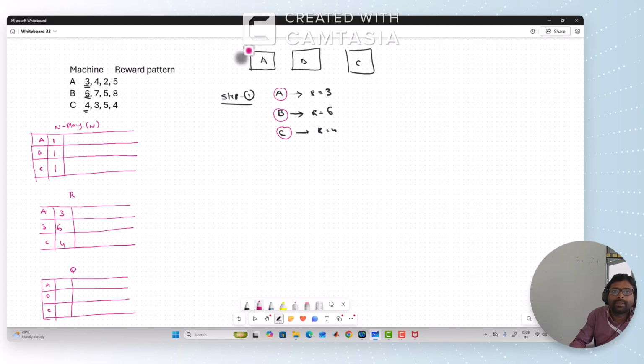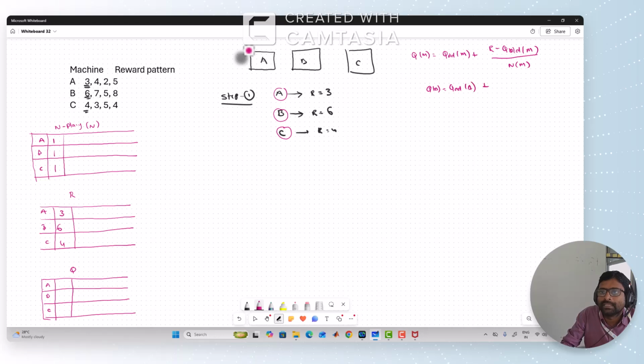Okay. So now when A is participated for the first time, what is the Q value? For that, first we have to write the Q. Q of machine equals Q old of the corresponding machine plus reward of that machine minus Q old of the corresponding machine, divided by the number of plays on that machine. Clear? Now you can see we are working with A. So Q of A equals old A value, that means Q old on machine A, plus reward minus Q old on machine A, divided by the number of plays on machine A.